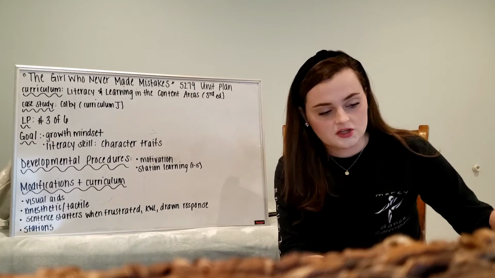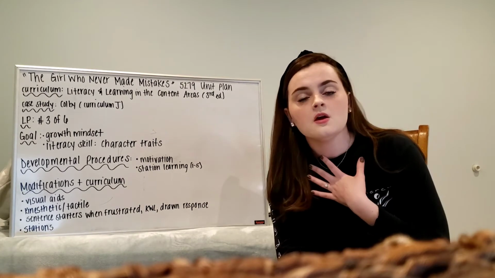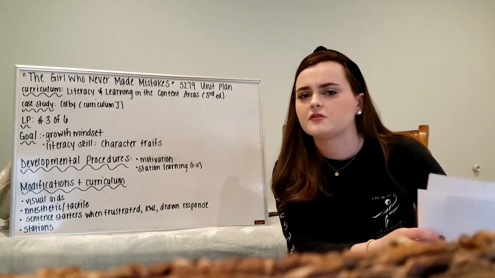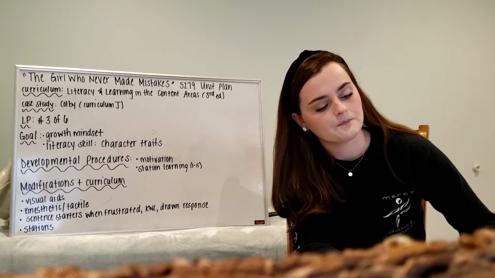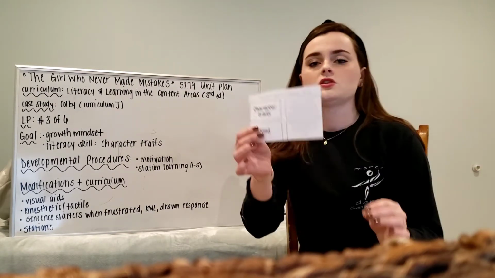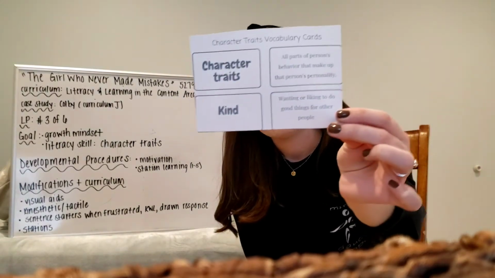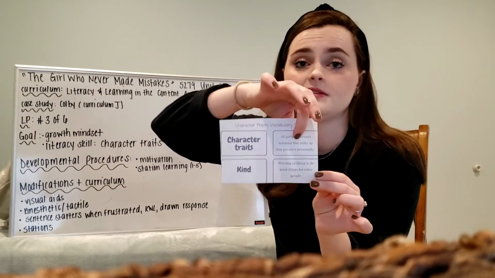So for their stations, I have a guided reading station, which would be with me, where I would take my lowest students first. And then there are 4 other stations. So we have a vocabulary character trait matching station. So I only printed 2, but we have these character trait cards. We have the term and we have the definition.